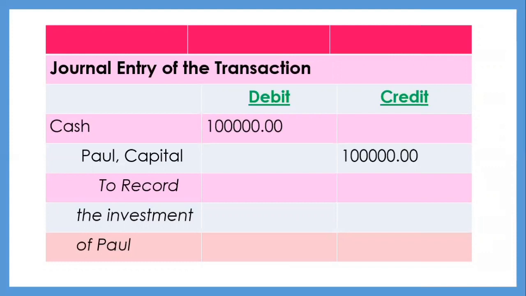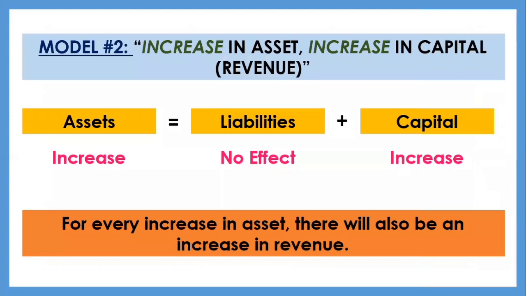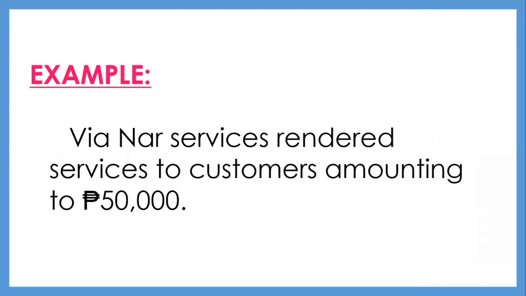Okay, so moving on to model number 2. Now, our model number 2 is increase in assets, increase in capital. So in this case, the component of capital which will increase is our revenue. Now, in order for us to better understand model number 2, let us have an example. For example, VNR Services rendered services to customers amounting to 50,000 pesos. Apparently, in this problem, VNR Services is the name of the company, and obviously it's a service industry as well, since it rendered services to its customers.